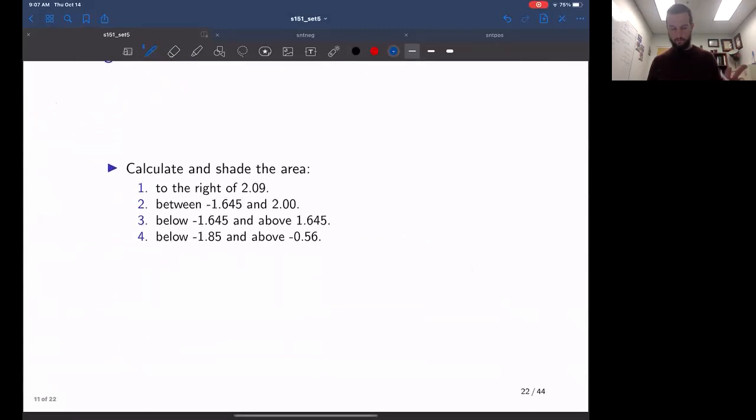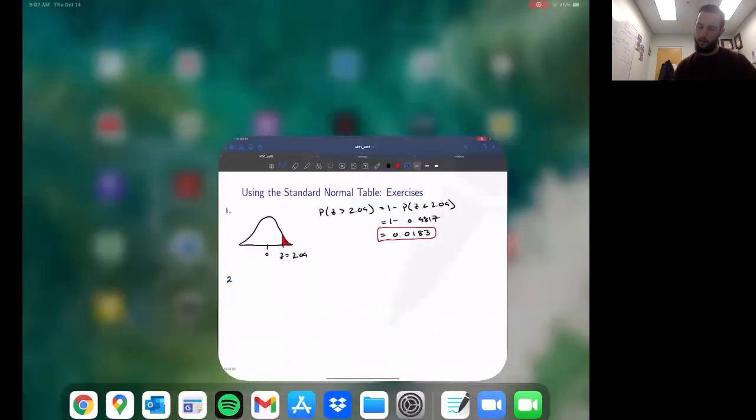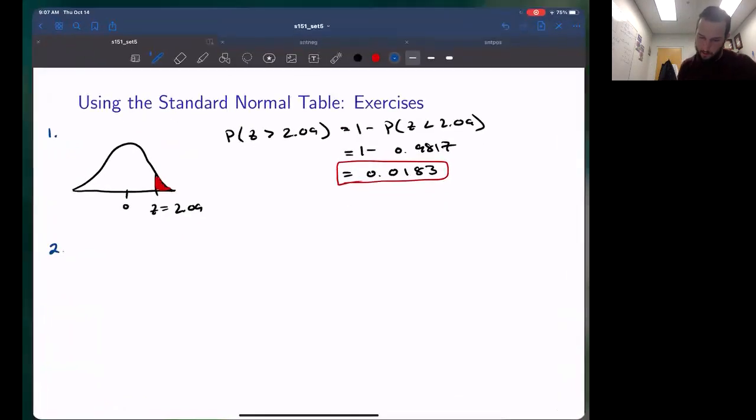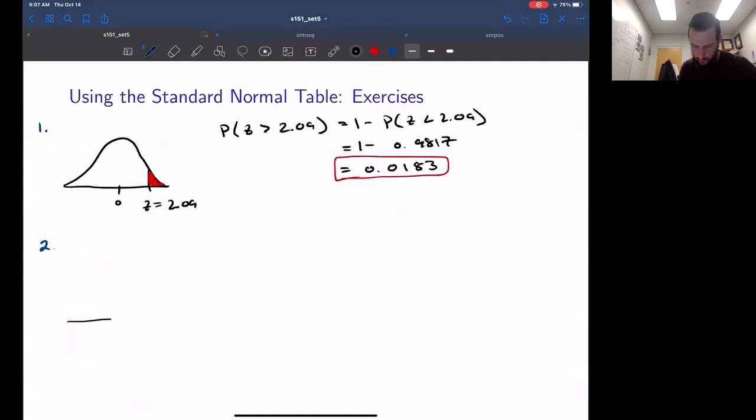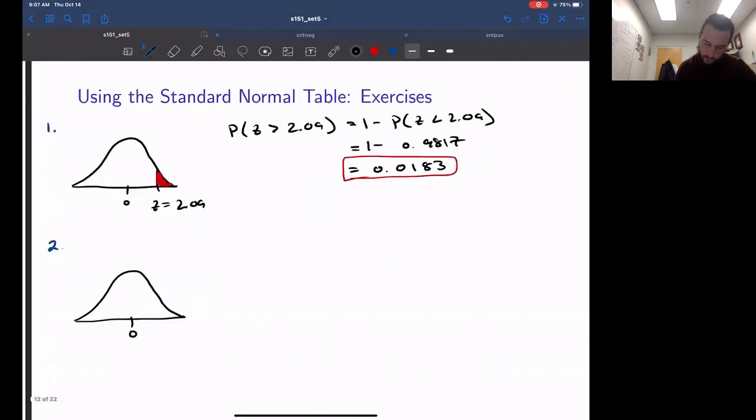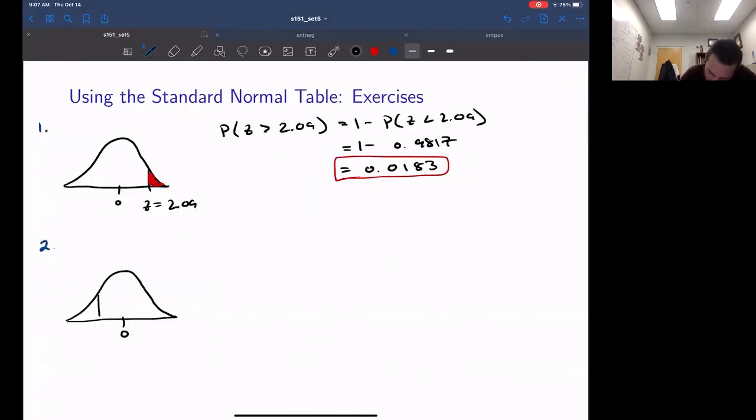Numero 2. We want the area between negative 1.645 and 2. So I start by sketching my curve. Here's 0. I want to be between negative 1.645 and 2. So I need to mark down my values. Okay, so Z equals negative 1.645 is here, and Z equals 2.00 is here. Okay, I want to be between these two values.